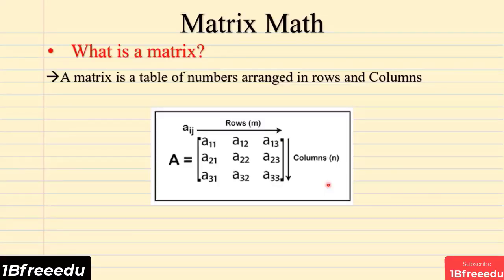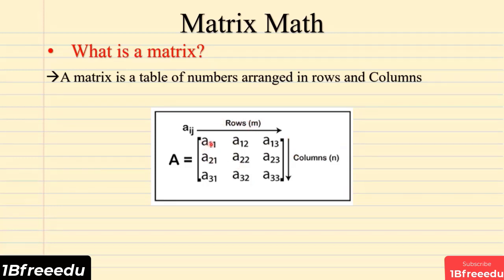So let's first begin by defining what a matrix really is. A matrix is a table of numbers arranged in rows and columns, as we can see over here in the picture. We denote matrices by capital bolded letters, and whenever we need to access an element within the matrix, we need two pieces of information.